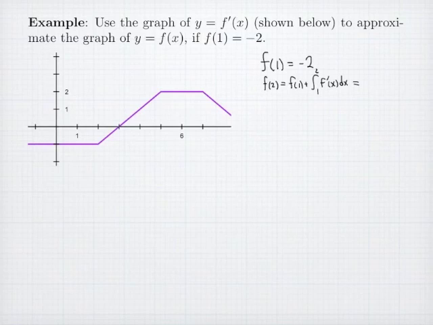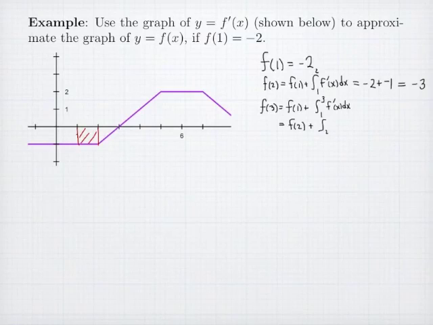F of 1 we knew was negative 2. The integral from 1 to 2 is a signed area of negative 1, giving me a net value of negative 3. To calculate my function at 3, I could either start at 1 and do the integral from 1 all the way to 3 of the illustrated rate, or I could have done f of 2 plus just integrate from 2 to 3.